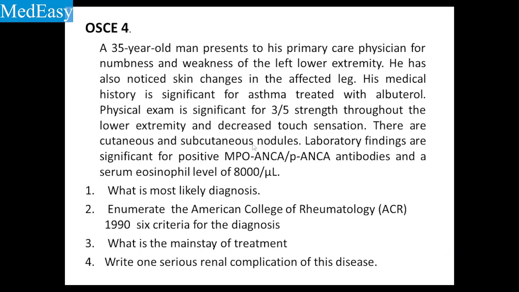There are cutaneous and subcutaneous nodules. Lab findings are significant for positive MPO ANCA and P-ANCA antibodies, and a serum eosinophil level of 8000 per microliter. So in this clinical scenario the patient has asthma, lesions that look like vasculitis, positive MPO ANCA and P-ANCA antibodies, and a very high serum eosinophil level.